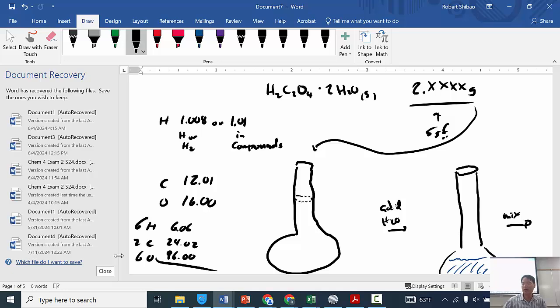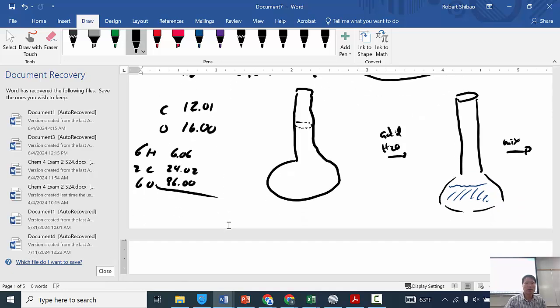And then I'll just add this up. And so oxalic acid dihydrate's molar mass is going to be 126.08. Is that what you guys got? That's what you got? Good. Okay.